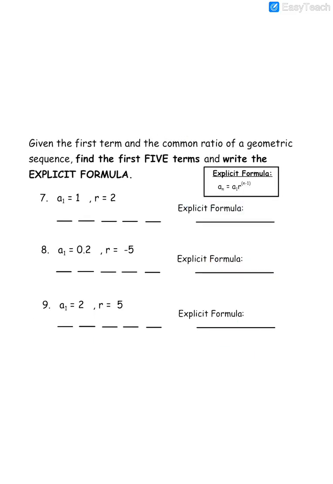So let's take a look. We're given the first term and the common ratio of a geometric sequence. Find the first 5 terms and write the explicit formula. So there's a lot going on here. First they're giving me the first term, so I'm going to write the first term in the first spot. I'm going to write 1 because it tells me the first term is 1. It tells me that the common ratio is 2, and if it's a geometric sequence, then it means that I am timesing by this number.